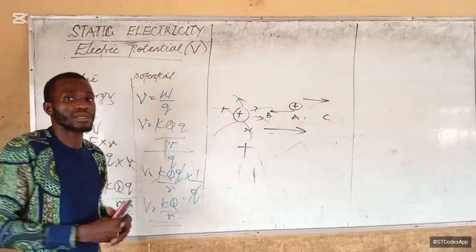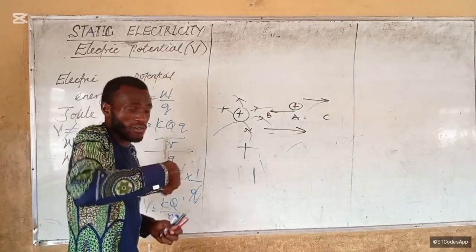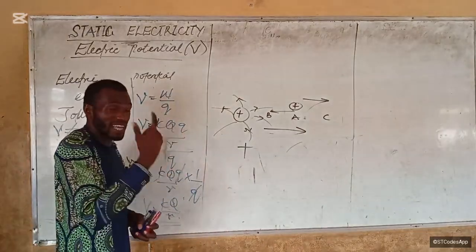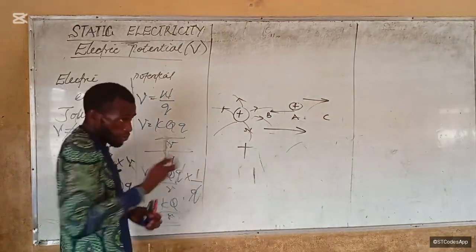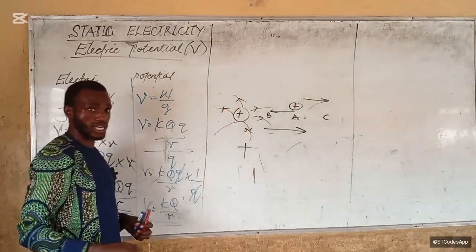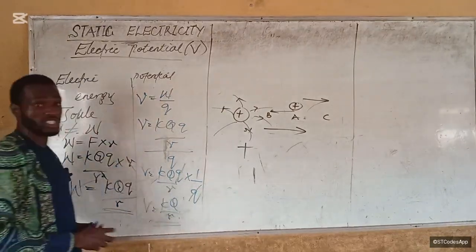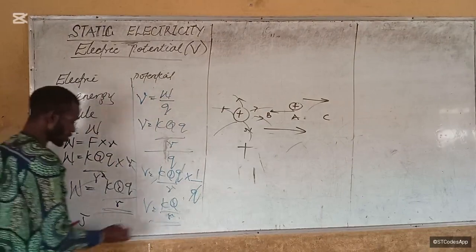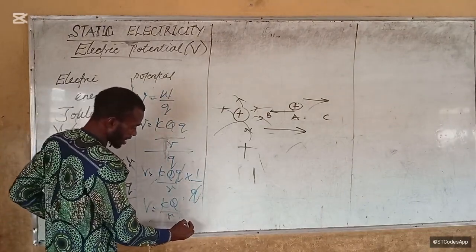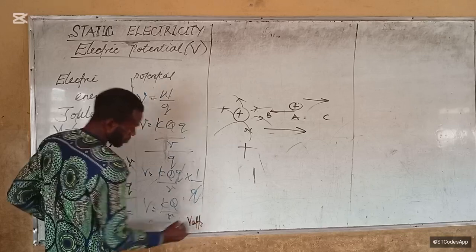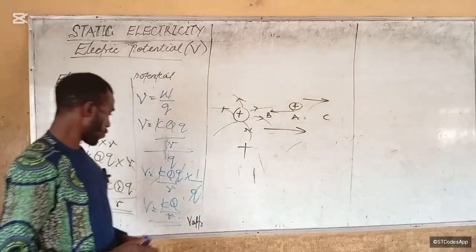Not the work done on the system. The work that a unit of that charge does in moving from any point to another. So that is what we have as electric potential. Then we said this one is energy, so it will be measured in what? In joules. This one will be measured in what? Electric potential is measured in volts.